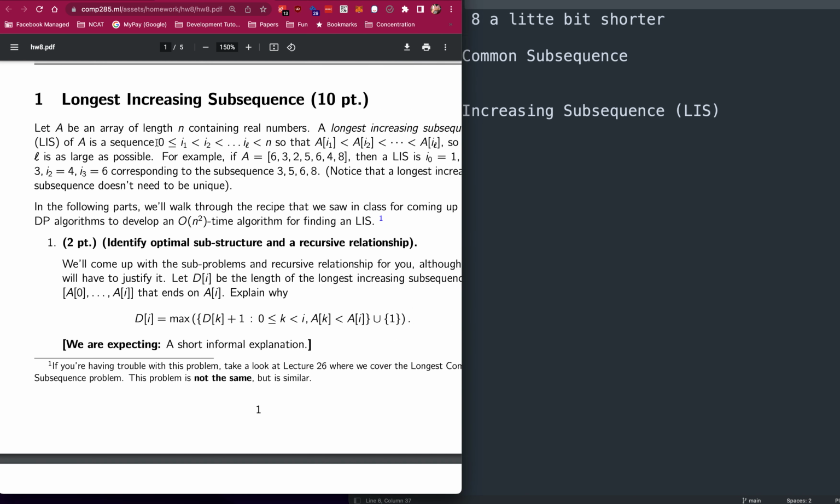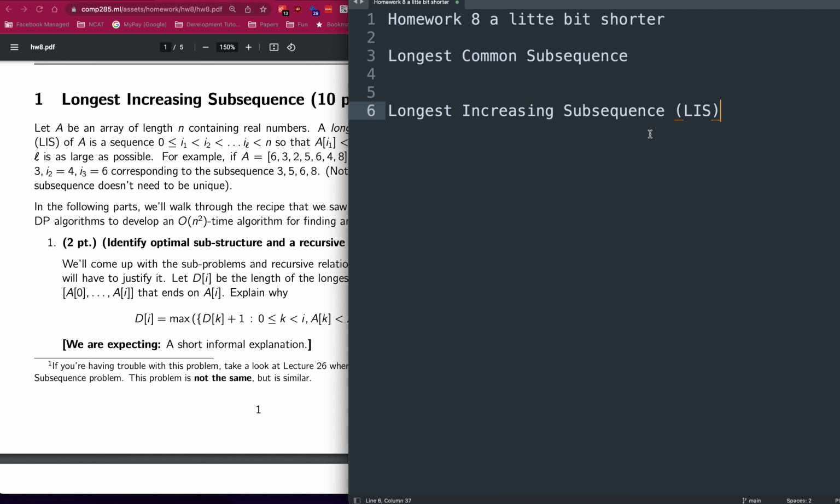The LIS of A is a sequence i1, i2, i3, dot dot dot, iL. These are indices, so you have L indices, where L is less than n. They're also ordered, so i1 is less than i2, and i2 is less than i3.